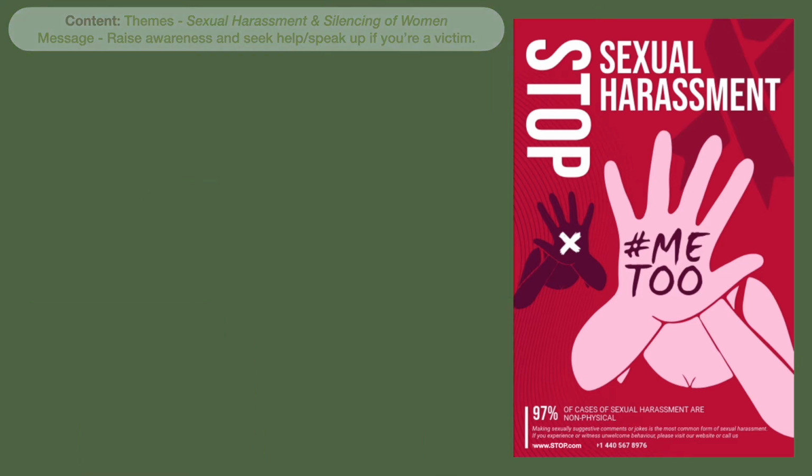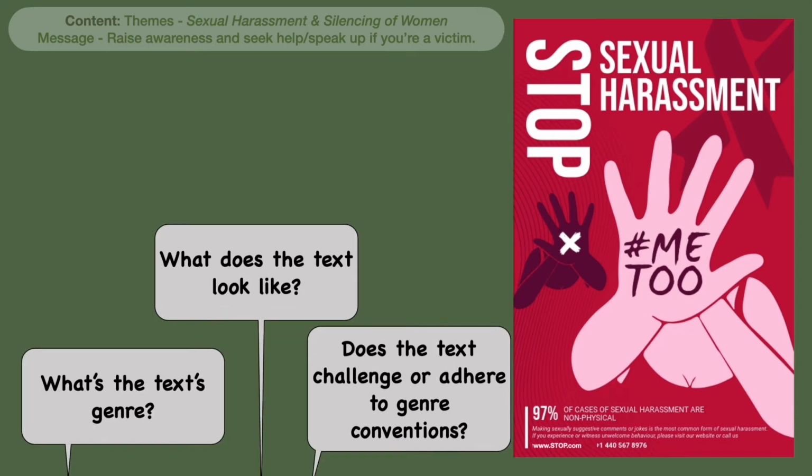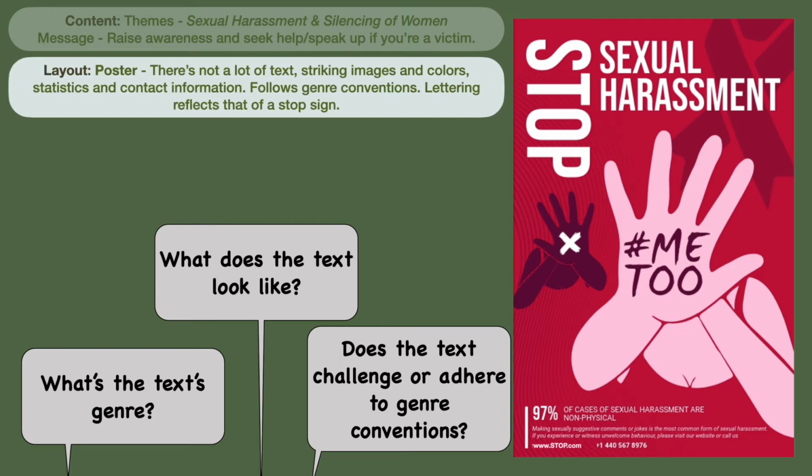Moving on, L, we need to think about the layout. Questions that can help us with this are these. So considering layout, we might think that there's not a lot of text. It's quite striking in this image, and the colours might be associated with both danger but also femininity as well. There's also statistics and contact information at the bottom. So these are all the things that we can see. This is how it appears.